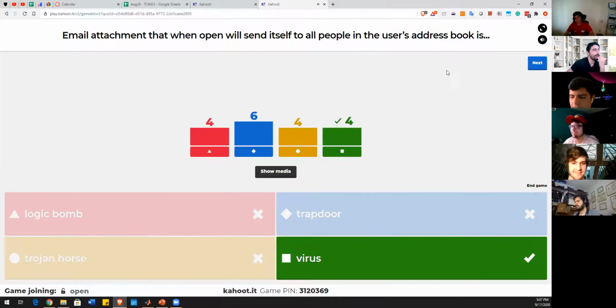Imagine that when opened, it will be sent to several people. So trapdoors, why did the majority select trapdoors? Sometimes answers might be arguable. If you can argue, we can argue about it. Maybe you say it's a logic bomb because something initiated the attacks, right?